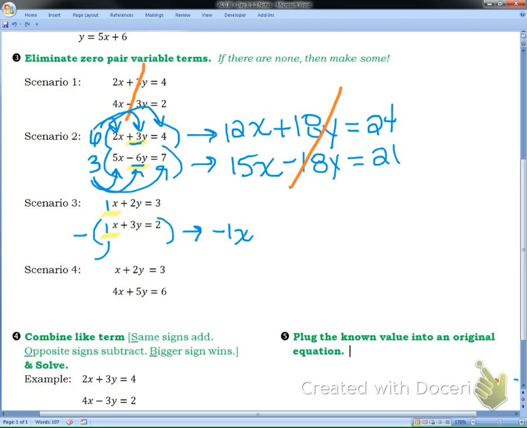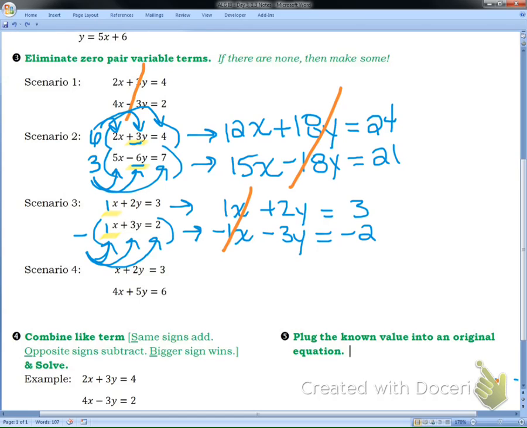If I multiply a negative to a positive 3y, I get a -3y is equal to, if I multiply a negative to a 2, I get negative 2. Because I'm not changing anything to the top equation, I will simply just copy it down. Positive 1x plus 2y is equal to 3. Do you see your zero pair now? Right there. So those two variable terms will eliminate from each other.